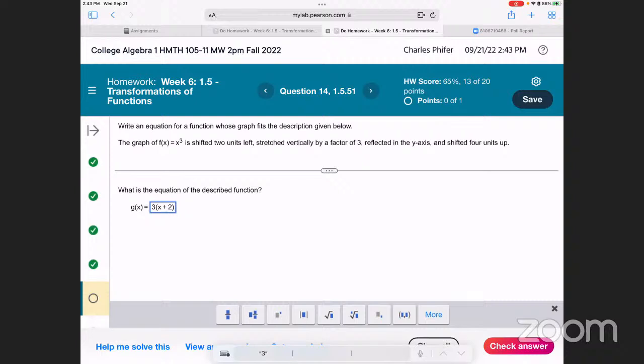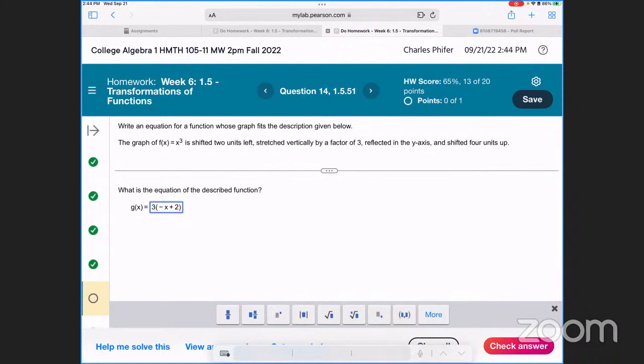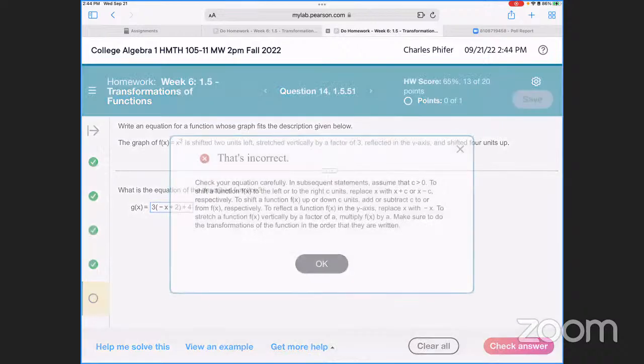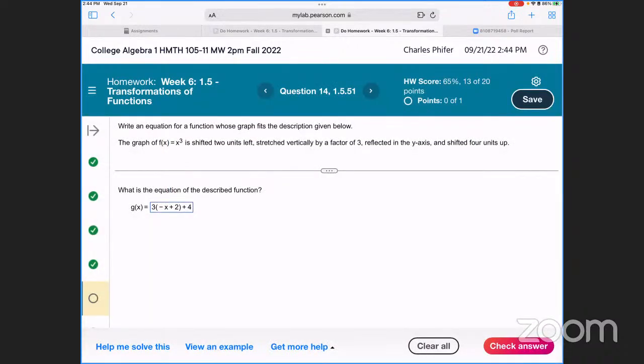Let me try this guy. I'm just going to put the negative in front of this x like this. Okay. And it shifted 4 units up. Now, the only thing that might be thrown off is that inside negative. We're going to go with it for now. There we go. 4 units up, so we're going to say plus 4. Cross our fingers. Okay, it's that negative on the inside.